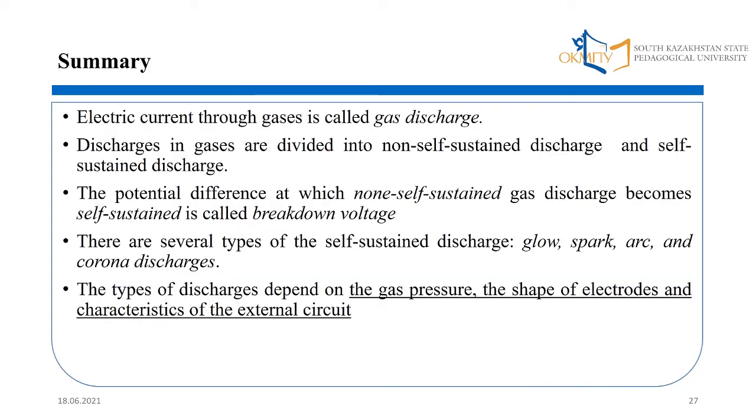Let us make a summary of our lecture. Electric current through gases is called gas discharge. Discharges in gases are divided into non-self-sustained discharge and self-sustained discharge. The potential difference at which non-self-sustained gas discharge becomes self-sustained is called breakdown voltage. There are several types of self-sustained discharge: glow, spark, arc, and corona discharges. The types of discharges depend on the gas pressure, the shape of electrodes, and the characteristics of the external circuit.